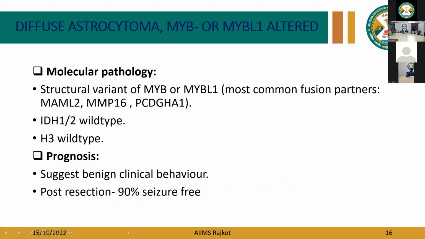On molecular pathology, there is alteration of MYB or MYBL1 and fusion with MAML2, MMP16 and PCDHGA1. Whereas in angiocentric glioma, the fusion partner is QKI. And it is a clinically benign lesion and a CNS WHO grade 1 tumor.